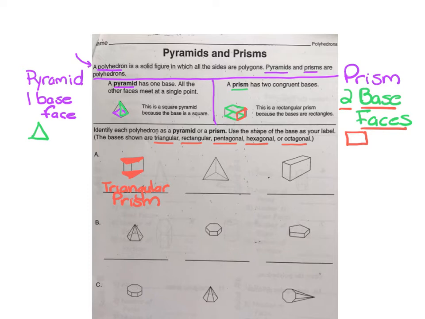As we move to the next polyhedron, we see once again the base face is a triangle. But in this case, there's only one base face, so we know that this is a pyramid. One base face. We would name this, because of the base face, a triangular pyramid.